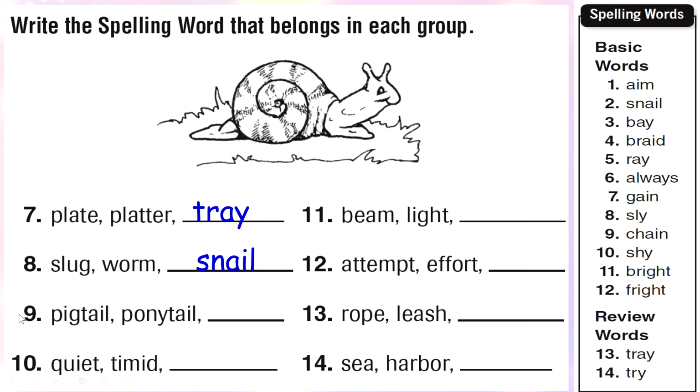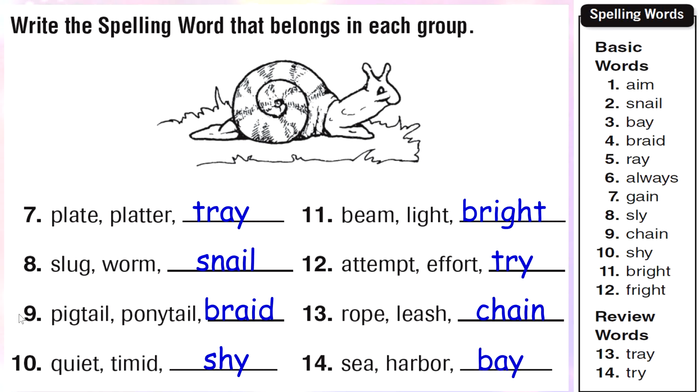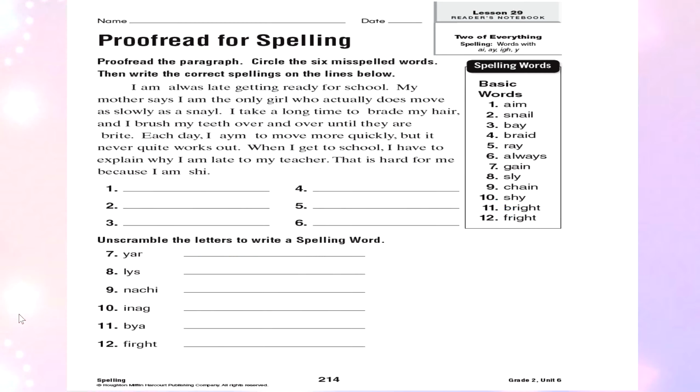Now number 9. Pigtail, ponytail, braid. All of them are hairstyles. 10. Quiet, timid, shy. 11. Beam, light, bright. 12. Attempt, effort, try. All of these are nouns. 13. Rope, leash, chain. 14. Sea, harbor, bay. And now let's move on to page 214.